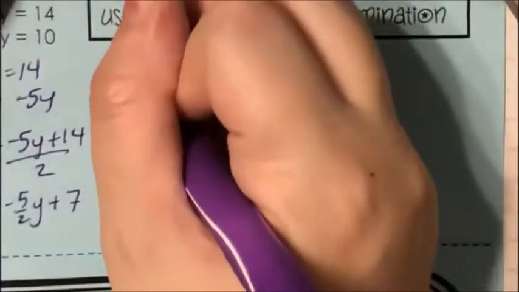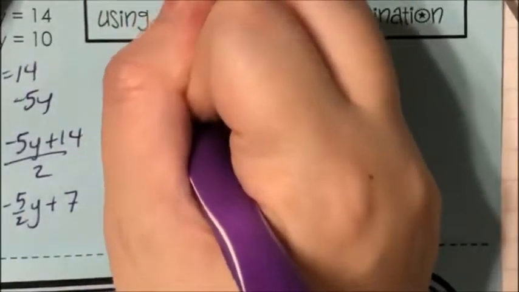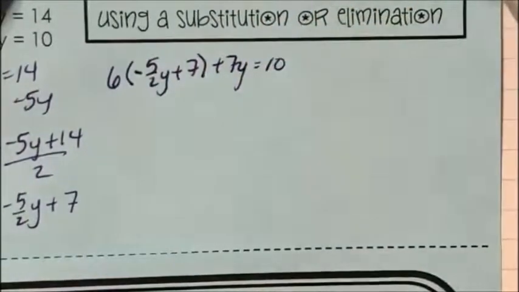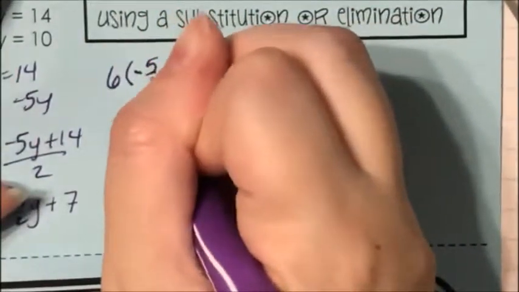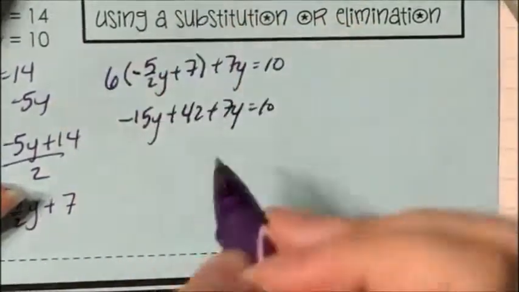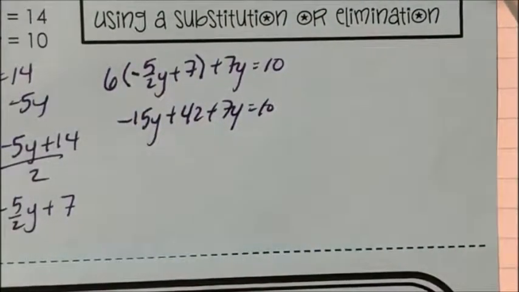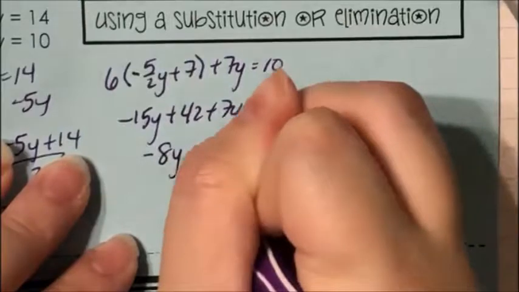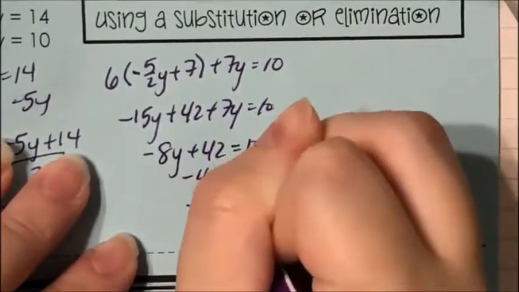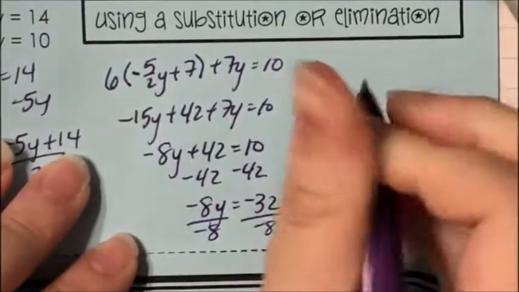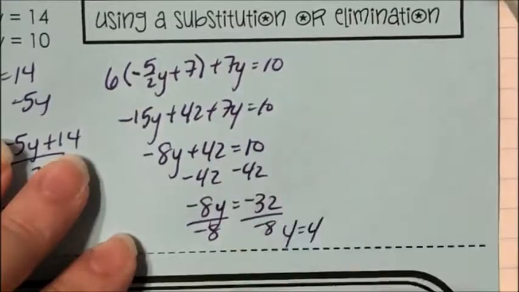So 6 times negative 5 halves y plus 7, plus 7y equals 10. So this gives me negative 15y plus 42 plus 7y equals 10. Negative 15 plus 7 gives me negative 8. So negative 8y plus 42 equals 10. Subtract 42 from both sides. Negative 8y equals negative 32. Divide by negative 8. So y equals 4.